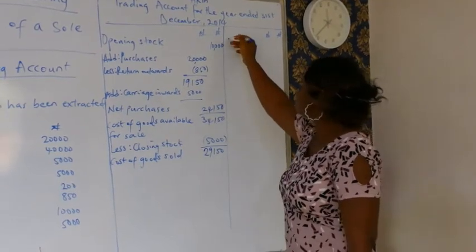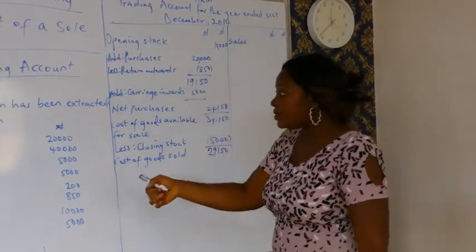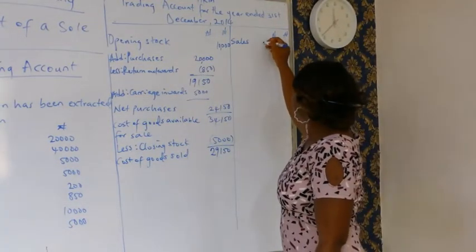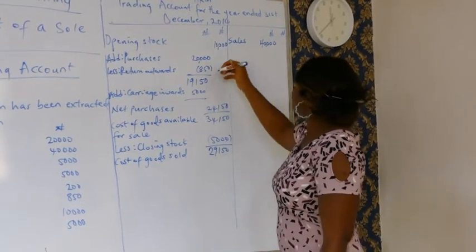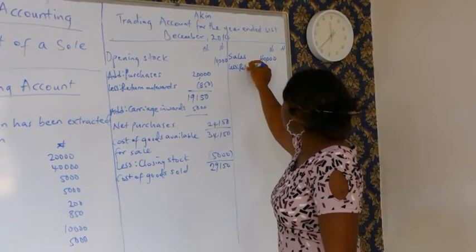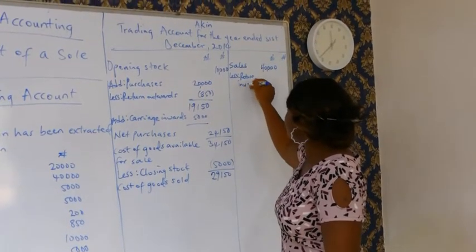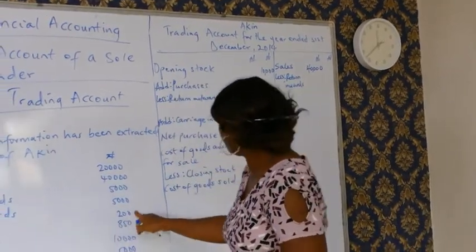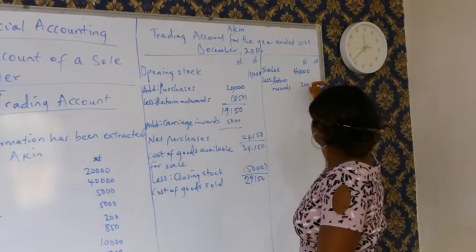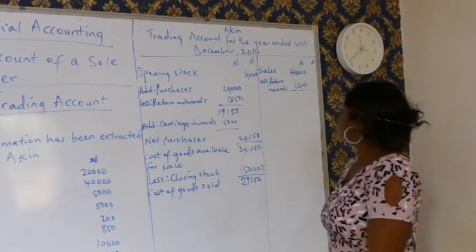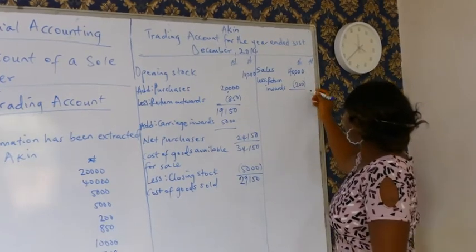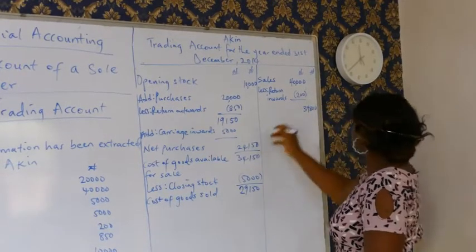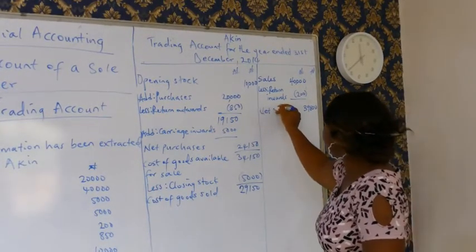We start with the sales. The figure for sales in the question is 40,000 naira. We less return inwards. The return inwards figure in the question is 200 naira. Remember, you put it in brackets. Our net sales should be 39,800. This is net sales.